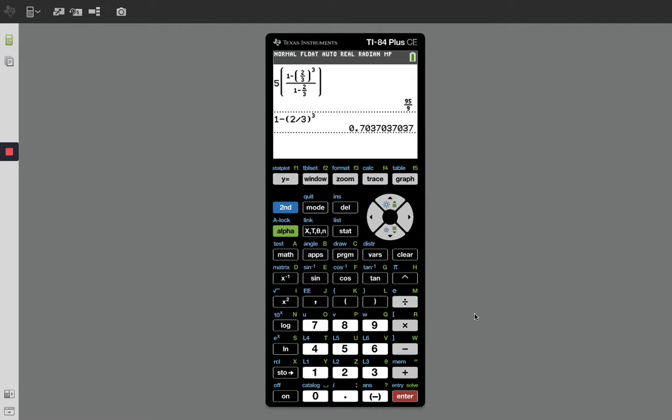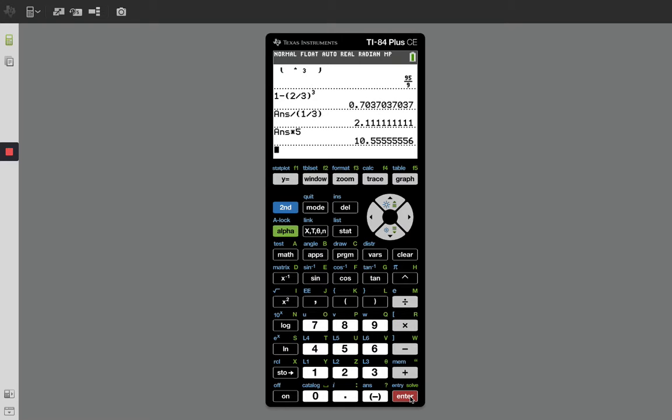Then we have to take that answer and divide by 1 minus 2/3. Well, we can figure out in our head 1 minus 2/3 is 1/3. So I'm just going to divide by 1/3. Make sure 1/3 is in parentheses, so you're dividing by that whole quantity. So there's our second part. And then we want all of that to be multiplied by 5. So our third step is to do times 5.